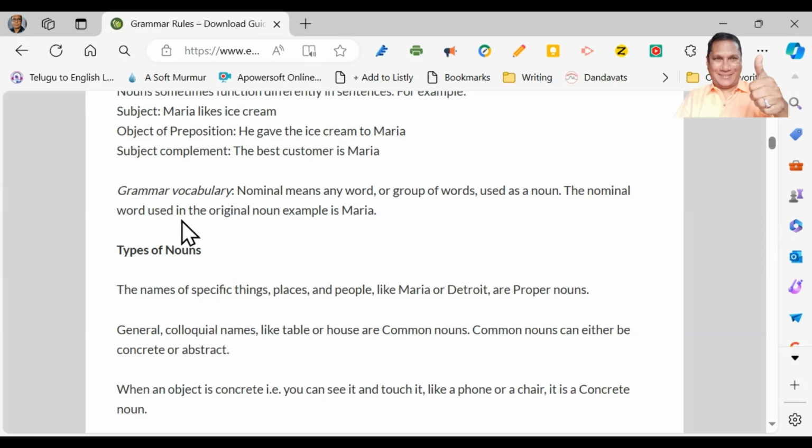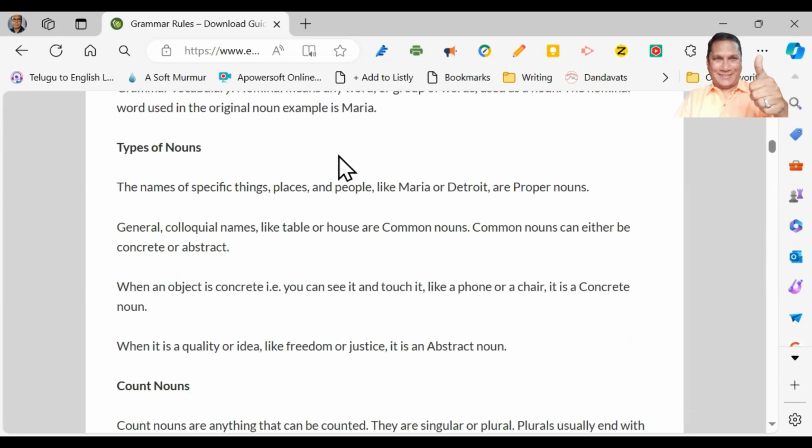Grammar vocabulary. Nominal means any word or group of words used as a noun. The nominal word used in the original noun example is Maria. So here, as a nominal noun, we have given Maria as an example. Now let us go to types of nouns. Nothing tricky here. You just follow the same. You read. If you don't understand, go back once again. If you still need any further assistance, give me a message in the comment box.